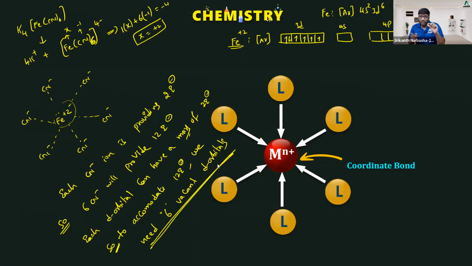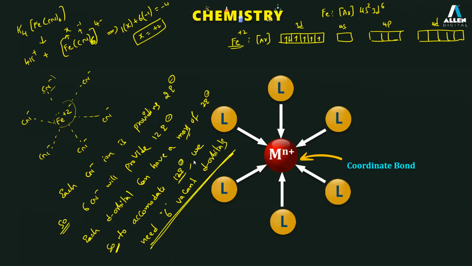Fe plus 2 is forming coordinate bonds with cyanide. How many cyanides? 6 cyanides. Each cyanide is giving how many electrons? 2 electrons. So the total number of electrons given is 6 into 2, 12 electrons. We know every vacant orbital can occupy a maximum of 2 electrons only. We are getting 12 electrons from 6 cyanides, so how many orbitals do we require? 6 vacant orbitals should be required. Yes or no? Yes, very good.